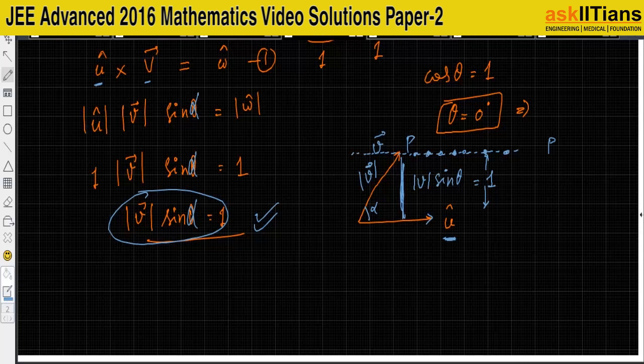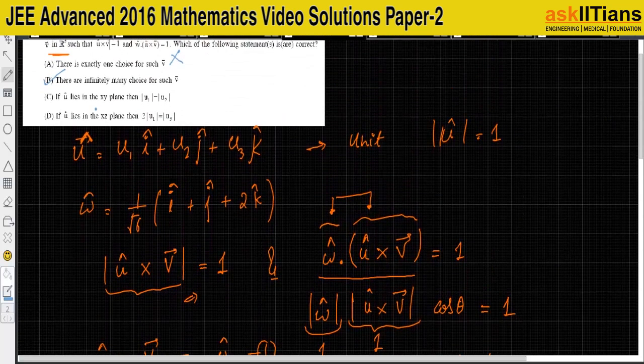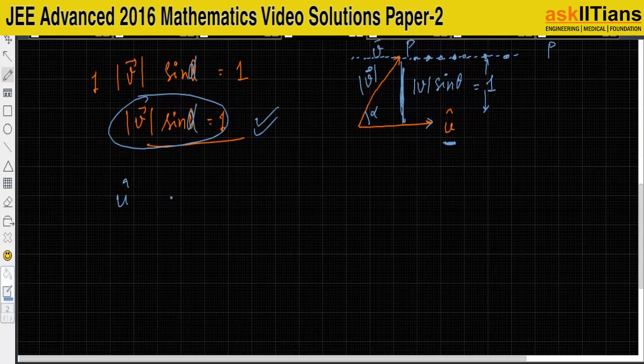Right, now let's look at options C and D. Option C says u cap lies in the xy plane. If u cap lies in the xy plane, then mod u1 will be equal to mod u2. Acha, so if u cap lies in the xy plane, that means u3 will be 0, right? The z component will be 0. So for option C, u3 will be 0. If u3 is 0, then we have to connect u1 and u2, right? So we have to find a relation between u1 and u2.